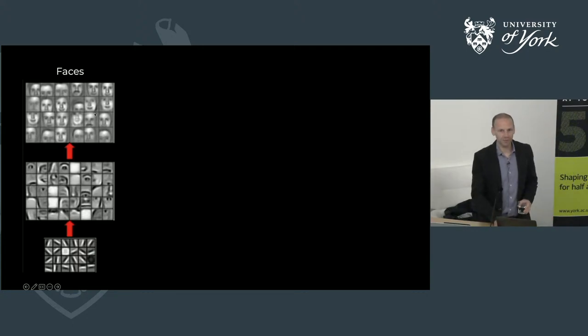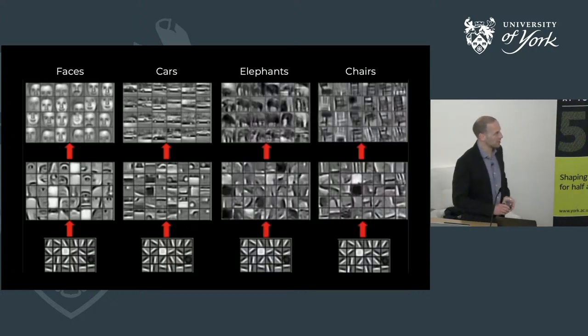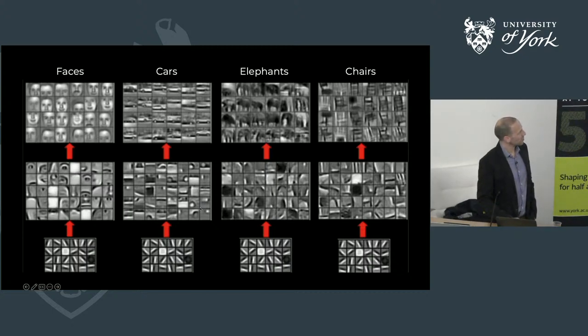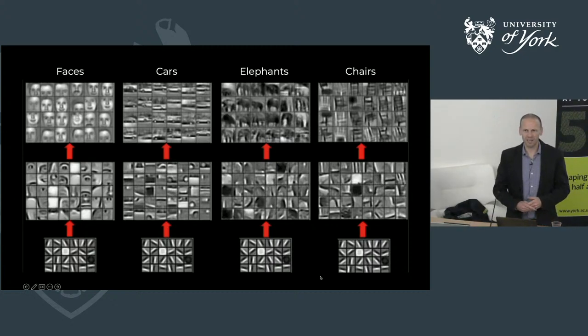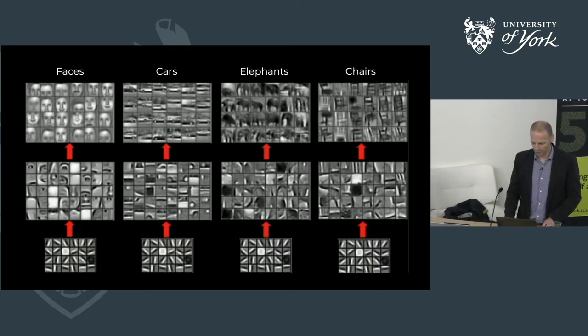Now, if we do the same thing, but for different networks trained for different tasks, something interesting happens. So these are trained for car recognition, elephant recognition, and chair recognition. So you get the same thing at the sort of intermediate level. You can see like car wheels, you can sort of see elephant trunks and parts of chairs. And at the top level, you see cars, elephants, and chairs. But at the bottom level, you can see that actually very similar features are being found. So it seems there are some kind of universal low-level features that are useful in visual tasks.